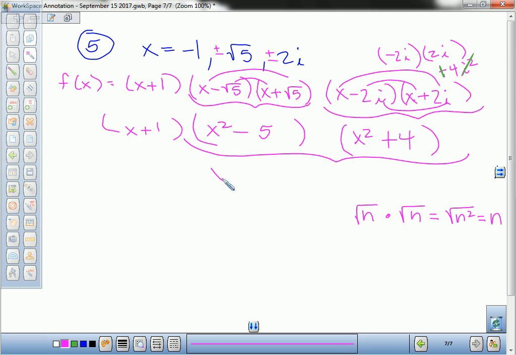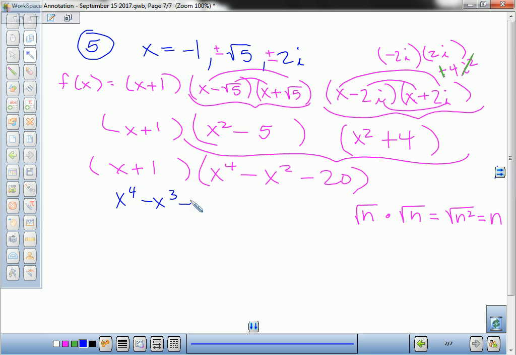So x squared times x squared is x to the 4th. And then a positive 4 and a negative 5 is a negative x squared. And then negative 5 times 4 is negative 20. And now I have to distribute the x plus 1. And this gives me my answer. So I'm going to distribute the x in there. And I'm going to get an x to the 4th. And an x cubed.